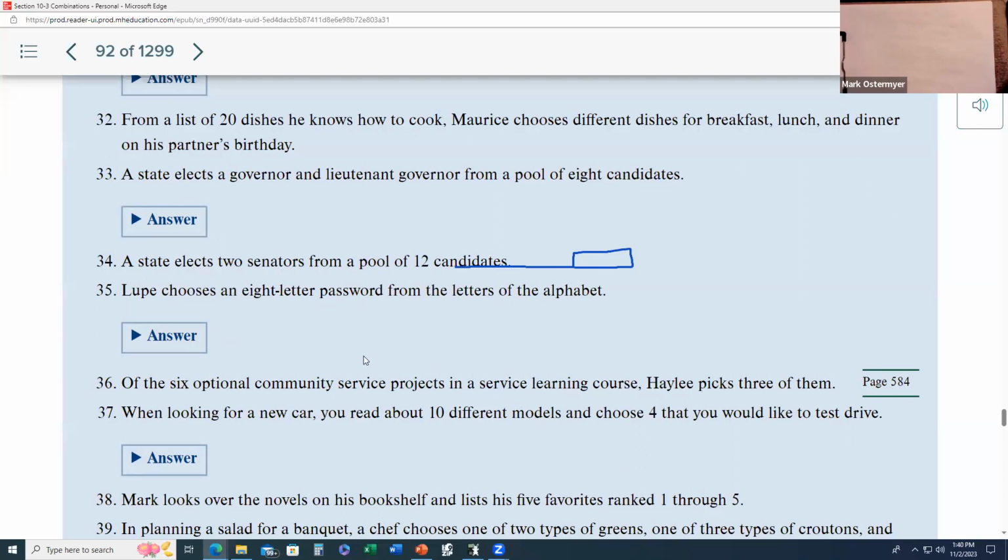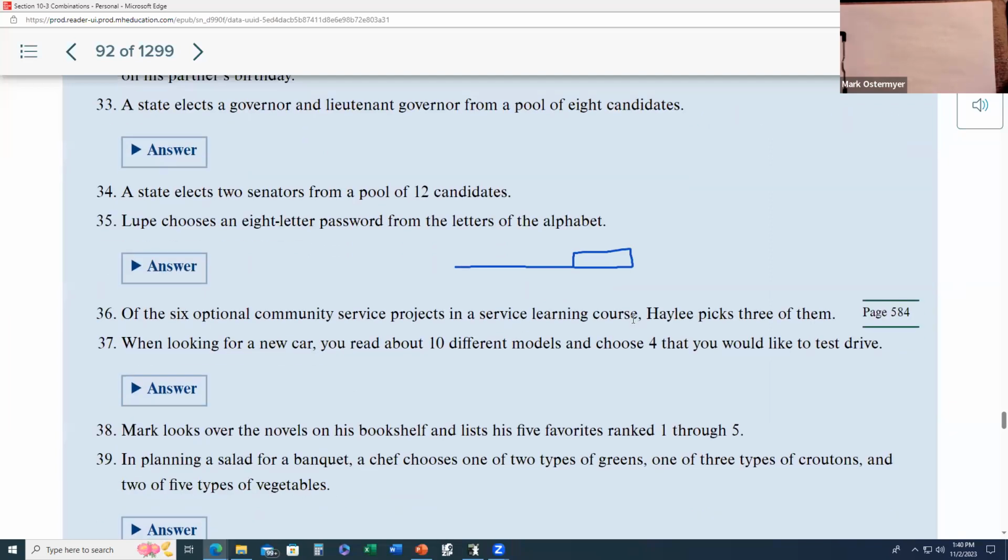Now, number 34, a state elects 2 senators from a pool of 12 candidates. You think order in which they select these senators matters, ladies and gentlemen? No. Probably doesn't matter too much here. Bottom line is the state needs 2 senators. Whether they choose Senator A first and then Senator B second, it doesn't matter if they chose Senator B first and then Senator A second. They just have to have 2 senators. Doesn't seem like order really matters here. I'd be thinking combination there.